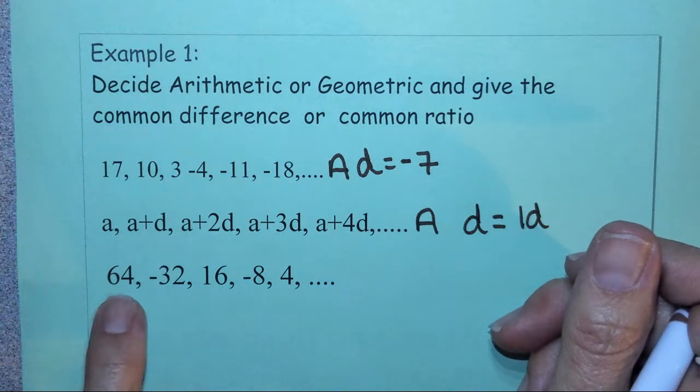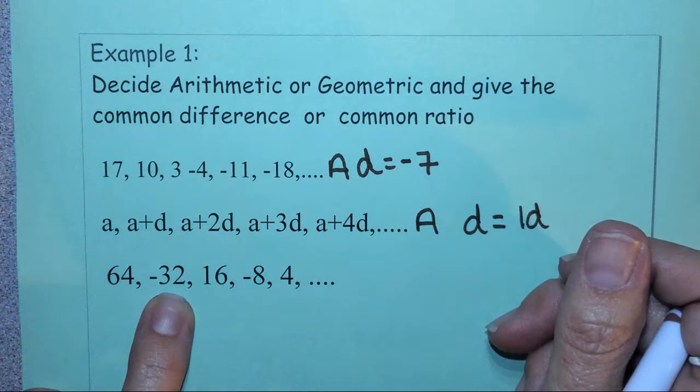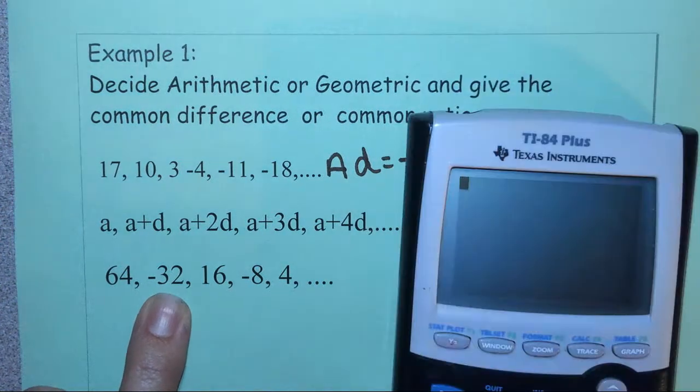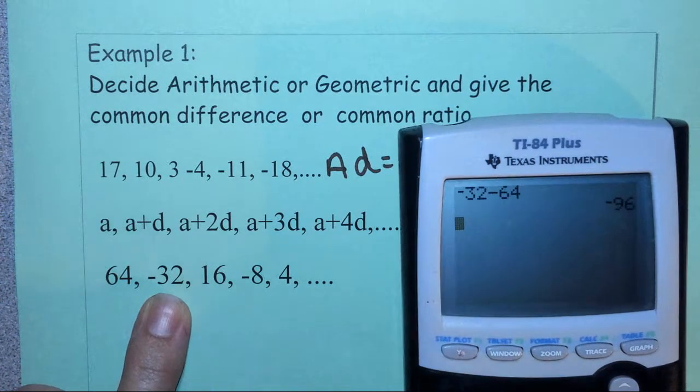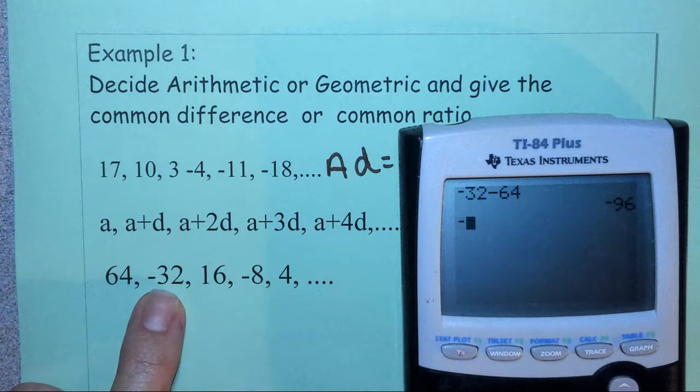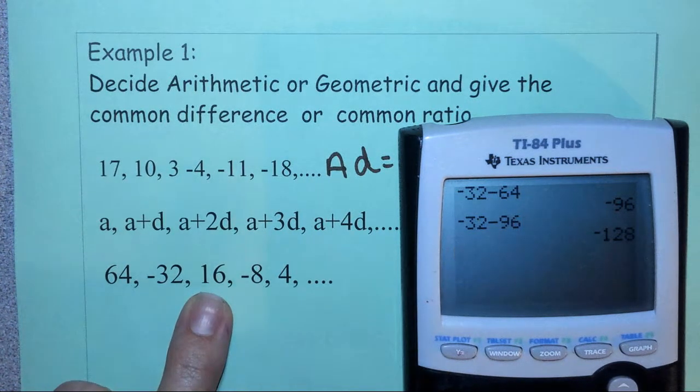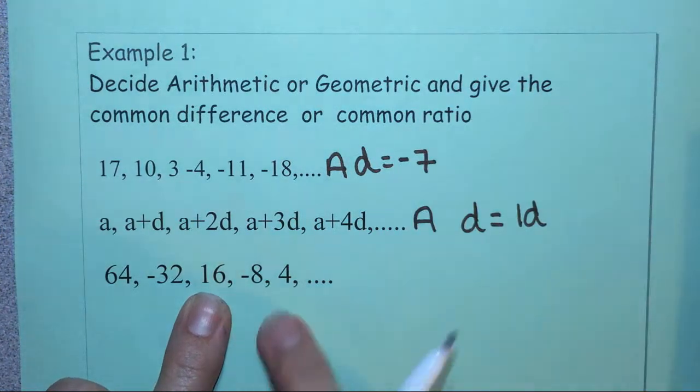What would I have to add or subtract from 64 to get to 32? Well, let's go check that out. So if I wanted to know what I'm going to have to do, I would subtract the two numbers. And we find out that I would have to subtract 96. Well, if I subtract 96 from negative 32, do I get 16? No. So this is not arithmetic.